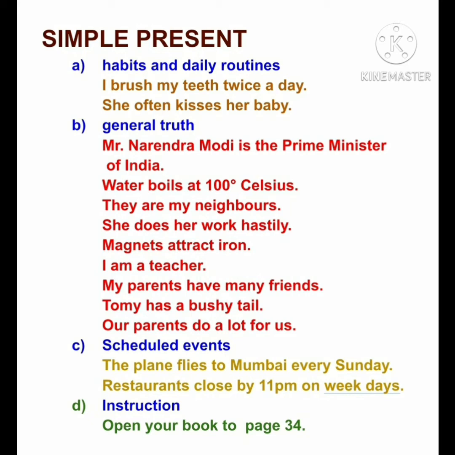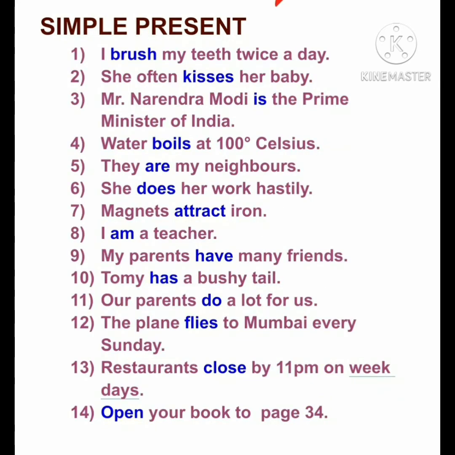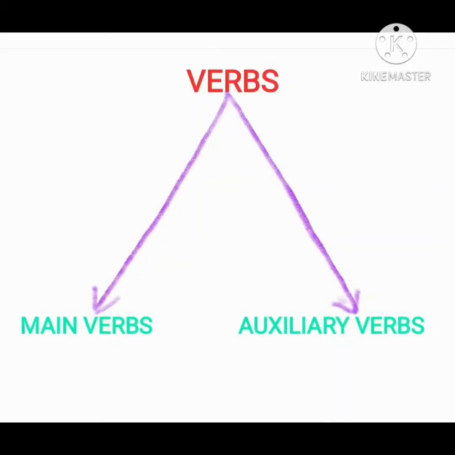We can also express instructions in simple present tense. For example, open your book to page 34. The words in blue in these sentences are the verbs. When I say verbs, it includes main verbs as well as auxiliary verbs.